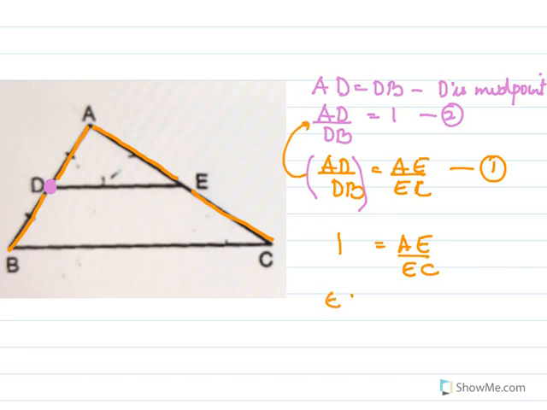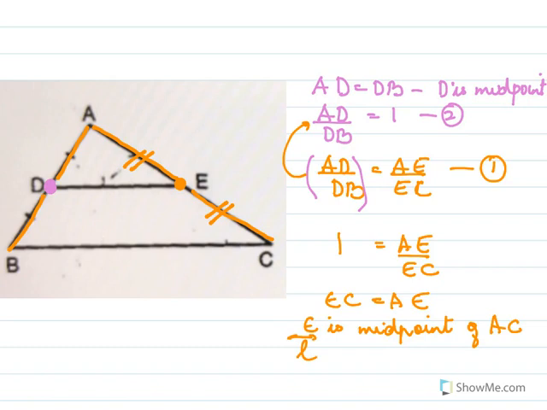This was given to me here, AD over DB is equal to 1. So I have EC equal to AE. If EC is equal to AE, I can definitely say that E is the midpoint of AC. So line L bisects AC at E, and we have proved.